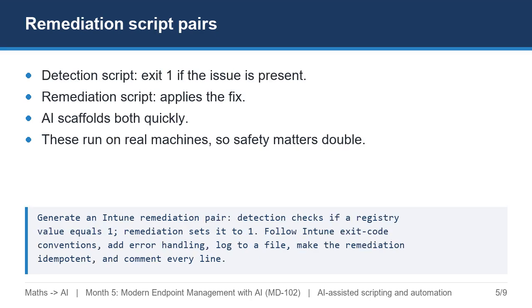Intune remediations come as a pair, a detection script that exits 1 if the problem exists, and a remediation script that fixes it. AI is great at scaffolding both. But remember, these run automatically across real machines, so safety matters double. Notice this prompt asks for Intune's exit code conventions, error handling, logging, and idempotency, meaning it's safe to run twice. Get those right in the prompt and your draft is far closer to production ready.